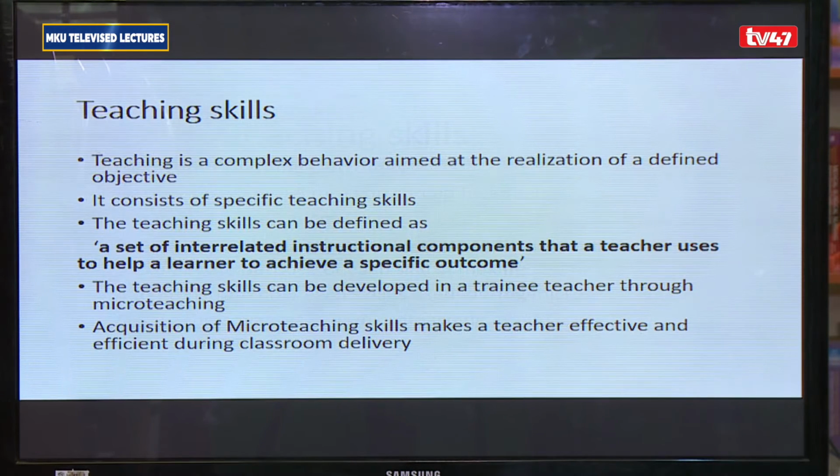Now we start looking at teaching skill first. So teaching is a complex behavior aimed at the realization of a defined objective. In a classroom, a teacher does so many things, and these things are planned, they are organized from the introduction to the presentation to examples up to the summary or conclusion of a lesson. So there are many skills that are involved. Therefore, when we come to defining a teaching skill, we can say it is a set of interrelated instructional components that a teacher uses to help a learner to achieve a specified outcome.